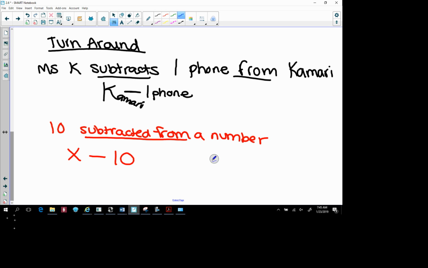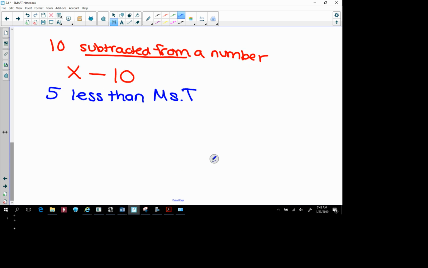So 5 less than Miss T. If I have 5 less than Miss T, I would start with Miss T minus 5. You guys see what I mean by turnaround words? So I don't do 5 minus T. I switch it around and it's T minus 5. You just have to think of it: if I have 5 less than Miss T, I would have to take Miss T's, whatever she has, and subtract 5 from it. So those are your turnaround words.